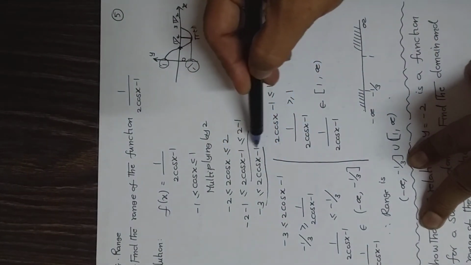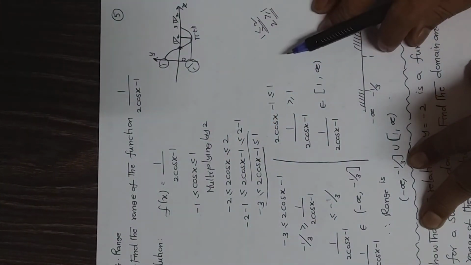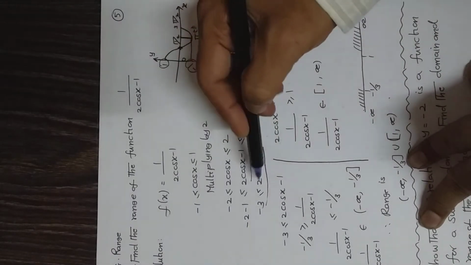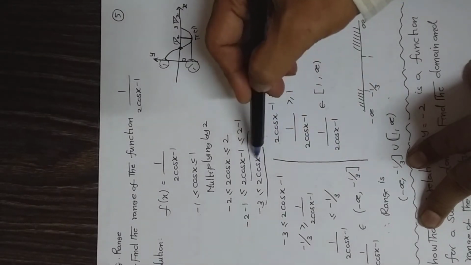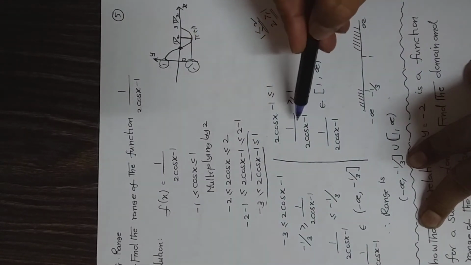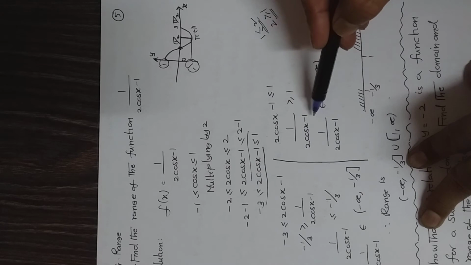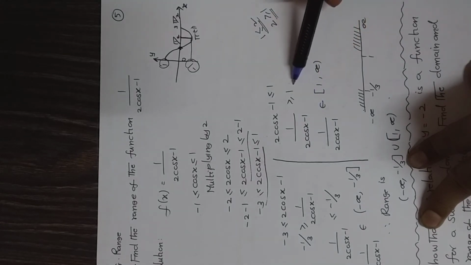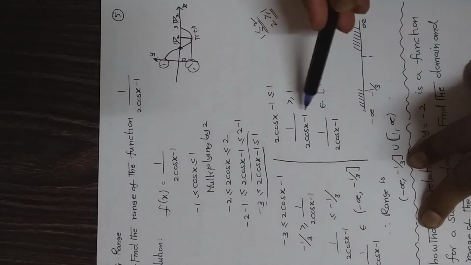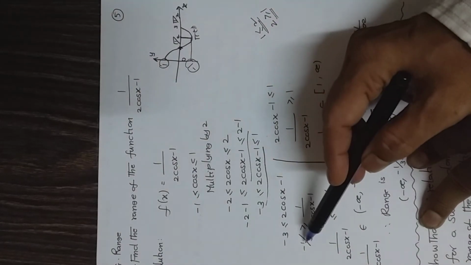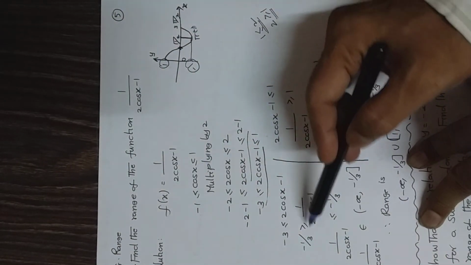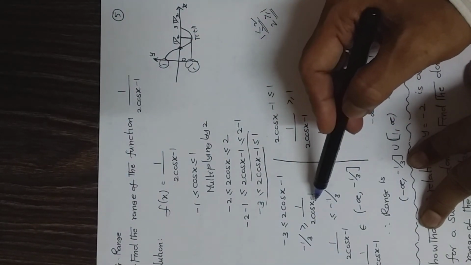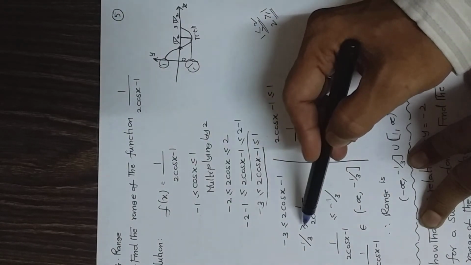If I take the first part, okay, this is the second part. The second part is what? You take 2 cos x minus 1 less than or equal to 1. Now if I take the reciprocal, 1 by 2 cos x minus 1 greater than or equal to 1, because the inequality will change. Students, this is a very crucial step you should understand. I am taking the reciprocal, and then less than or equal to changes to greater than or equal to.